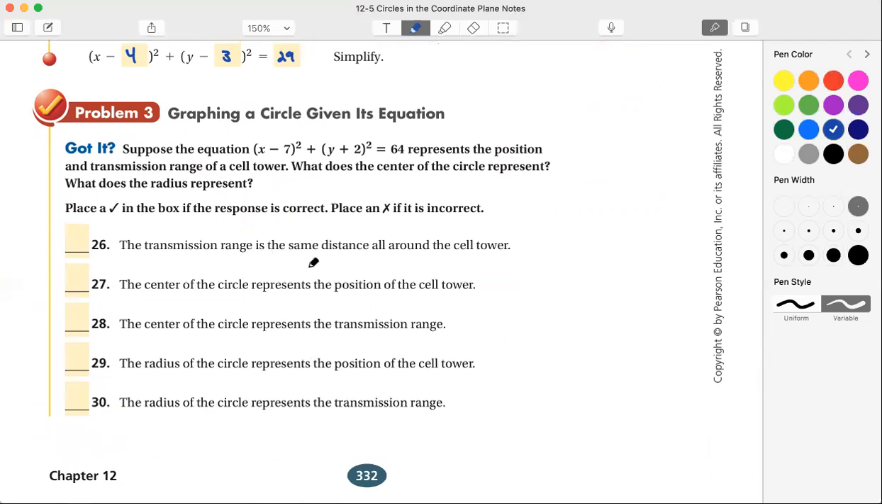So the transmission range is the same distance all around the cell tower. That's true. The center of the circle represents the position of the cell tower. That's true. The center of the circle represents its transmission range? No. The radius of the circle represents the position of the cell tower? That's false. The radius of the circle represents the transmission range. That's true.